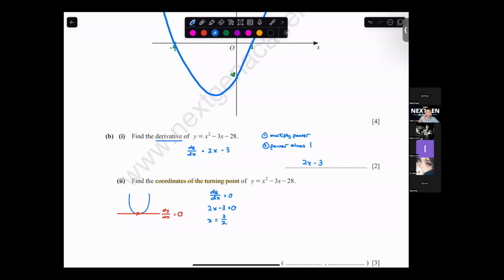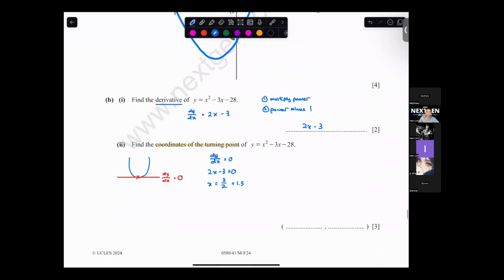x equals 3 over 2, or 1.5. Normally for coordinates, I'll put it in terms of decimal places, if it's not an irrational number or recurring decimal type of question. Then after that, you need to find your y value also.